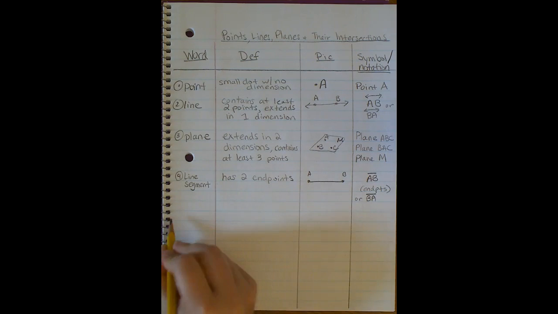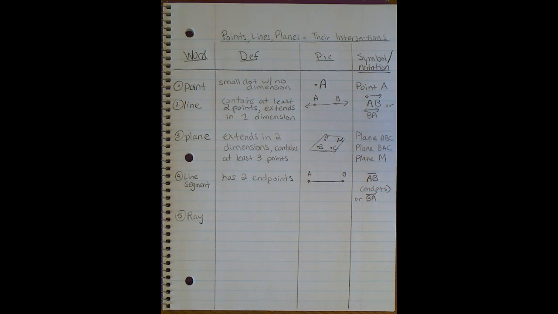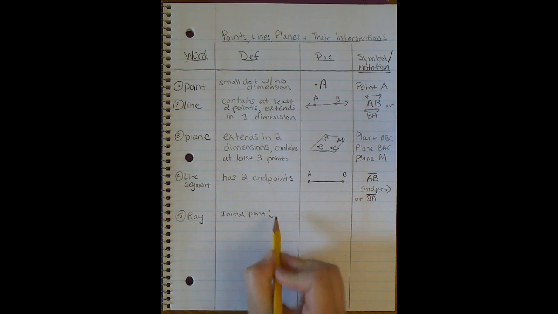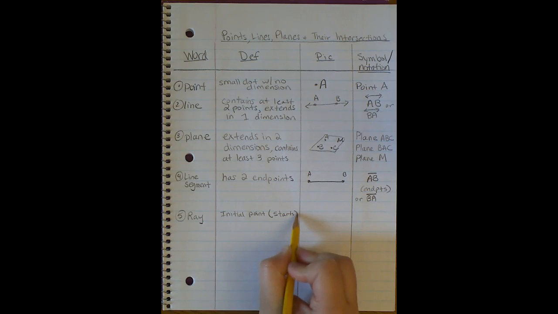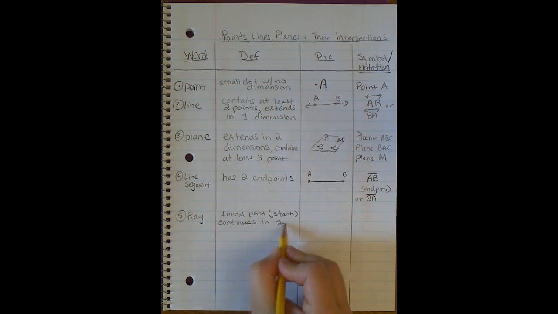Our fifth word is ray. A ray also looks similar to a line or a line segment, but it continues in one direction. So a ray has something special called an initial point, and that is like where the ray starts. And then it continues on one side of that initial point. So it continues in one direction, and that's going to be the side that has the arrow.